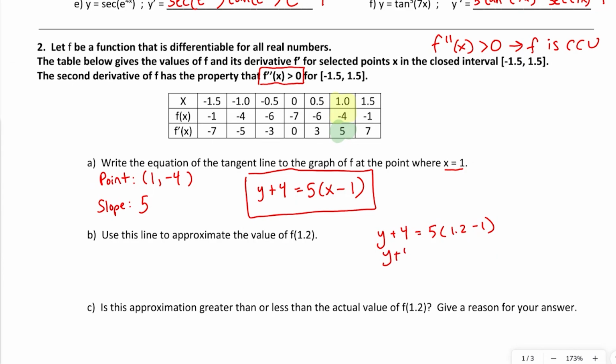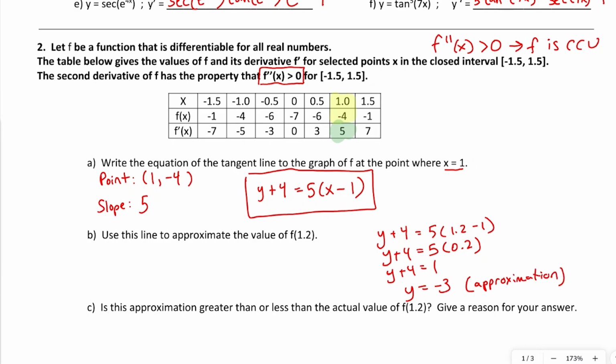So y plus 4 equals, let's see, 1.2 minus 1 is going to be 0.2. 0.2 times 5 is going to be 1. So we get y plus 4 equals 1. So y should be negative 3. So this is our approximation. Just to be clear, this is our approximation.